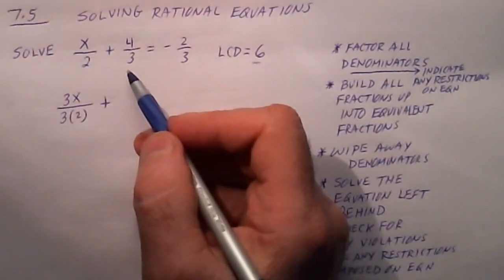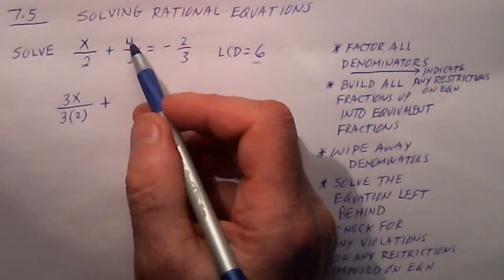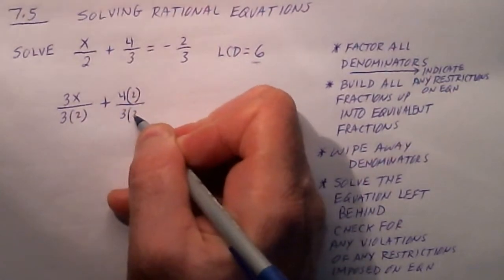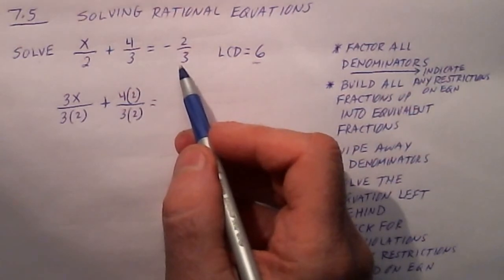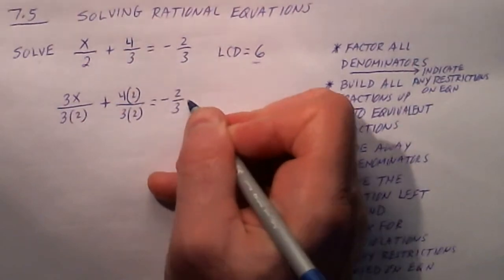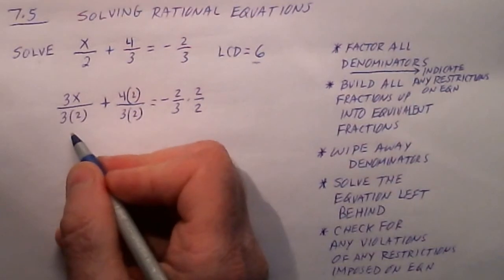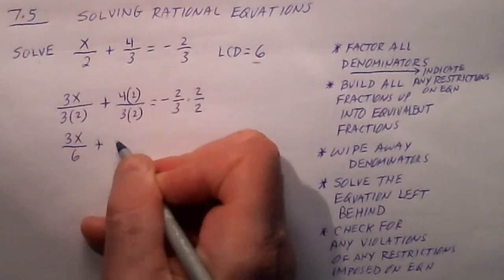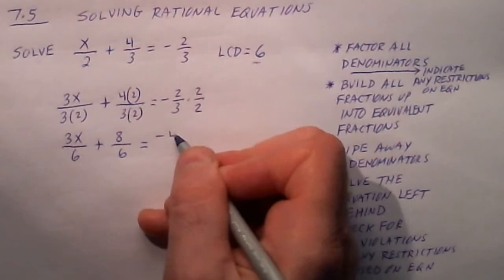In order to build the second rational expression's denominator up to the least common denominator of 6, we're going to have to multiply top and bottom of the second rational expression by 2. In order to build negative 2/3 up into an equivalent fraction that has 6 for its denominator, we're going to have to multiply the negative 2/3 top and bottom by 2. Hence, our equivalent rational equation is going to be 3x over 6 plus 8 over 6. And that's going to be equal to negative 4 over 6.